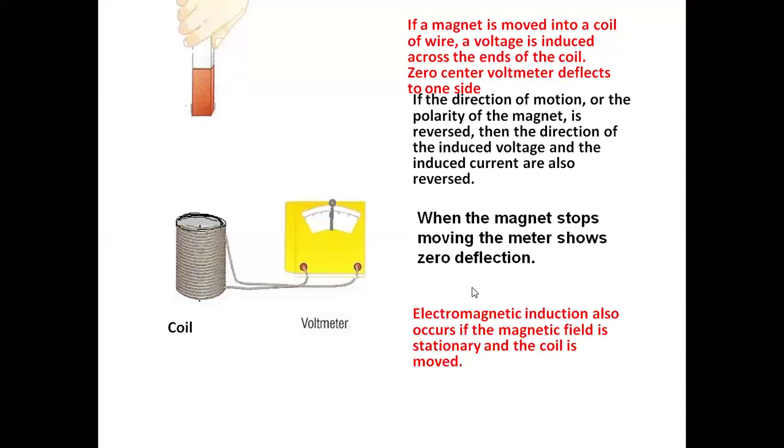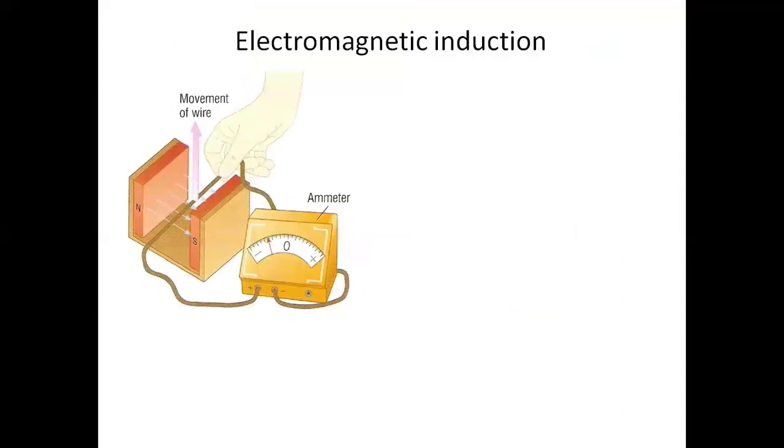So electromagnetic induction also occurs if the magnetic field is stationary, that is, the magnet is not moving and the coil is moved towards it. So this is another way. This is the coil which is moving upwards, and it is cutting the magnetic field lines. So EMF will be induced.